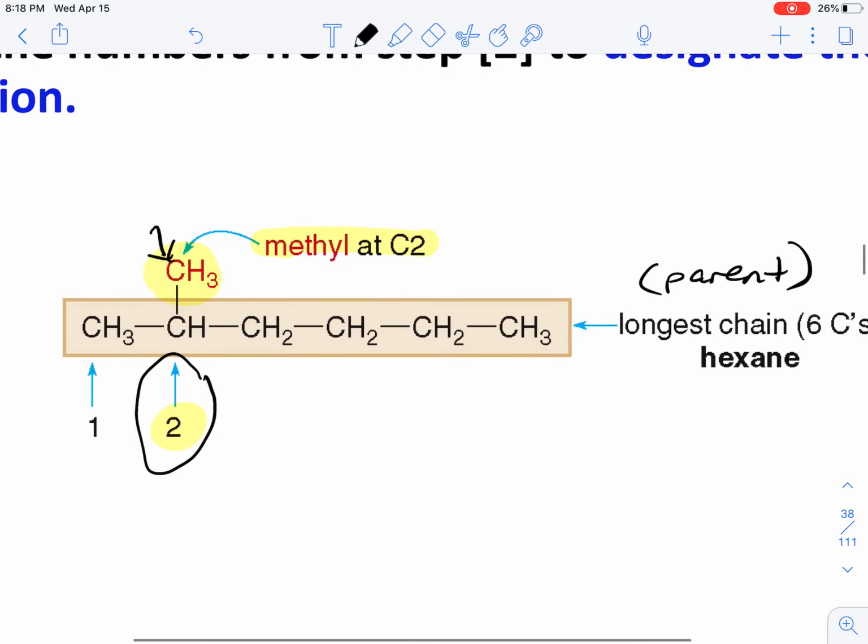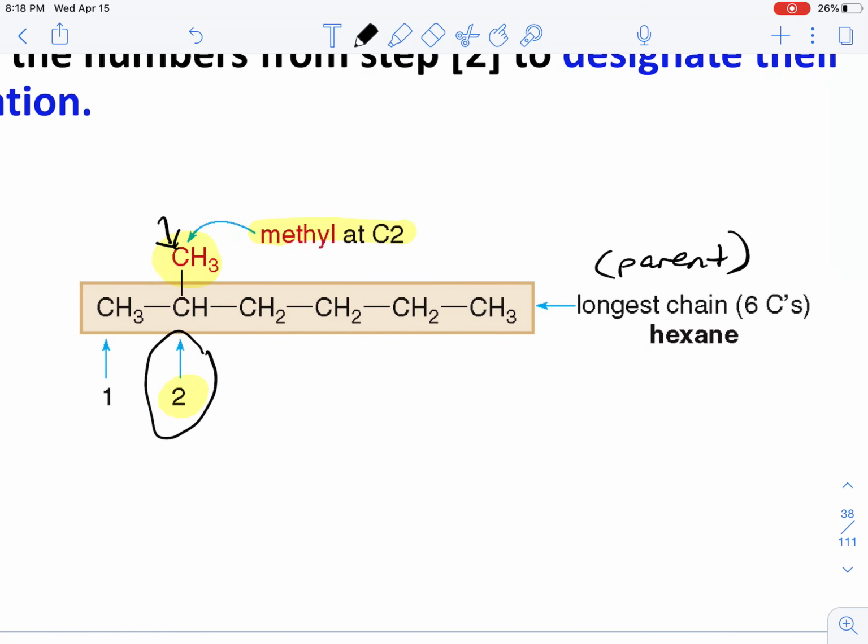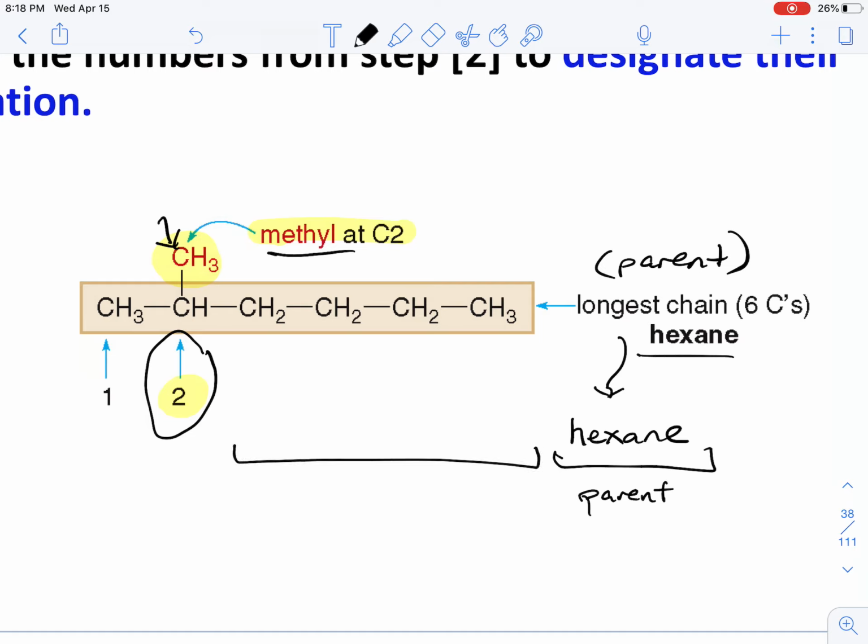So let's go ahead and just finish this up. To name this organic compound, now that we have all of the pieces together, we're going to make sure that we have the parent chain as the last part of the name. So remember that we named our parent chain hexane. So this is going to be the parent. The parent is always going to be the last item that's named, and anything that goes before the parent is going to be the substituent, typically.